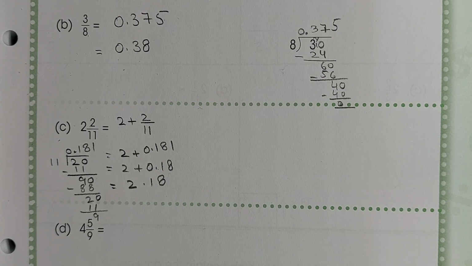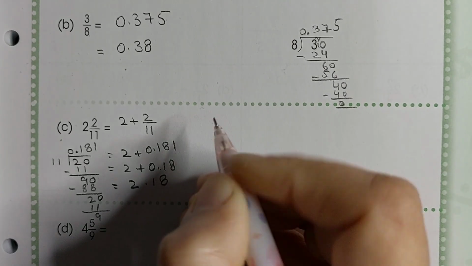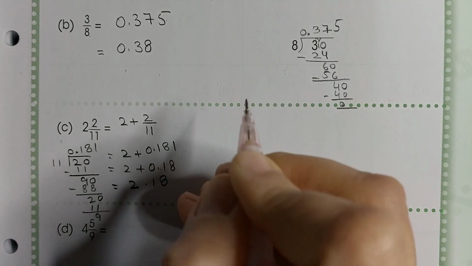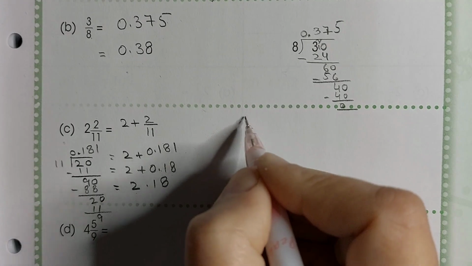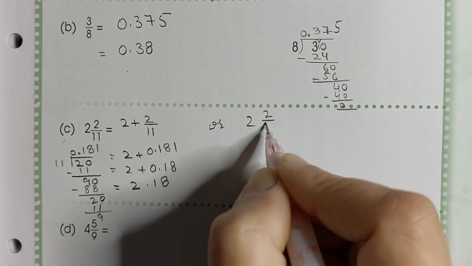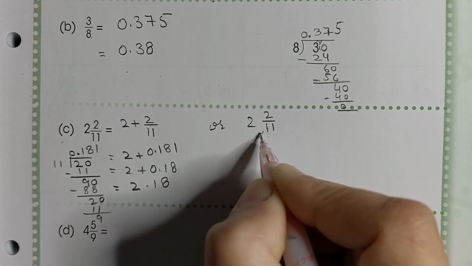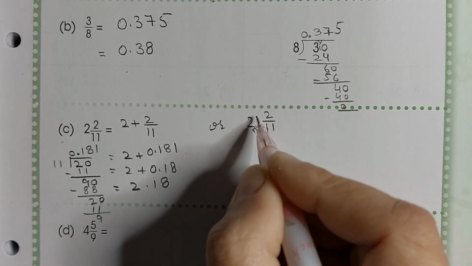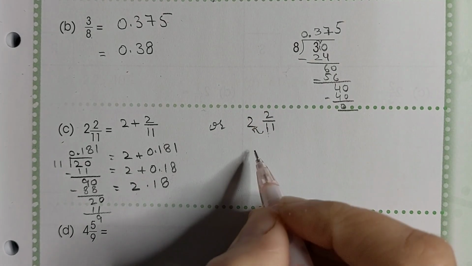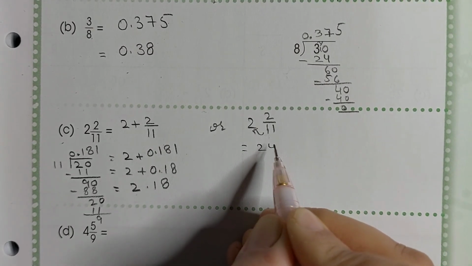Okay, there is another method. You can solve this question by that method. I want to solve the question by that method as well. It is 2 whole number 2 upon 11. What you have to do? You have to multiply this 11 with this 2 and then add 2. 22, it will become 24 upon 11.